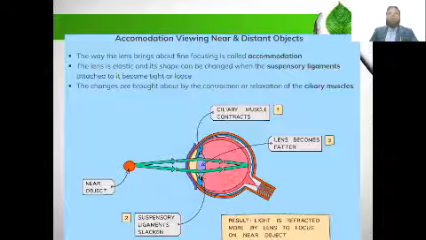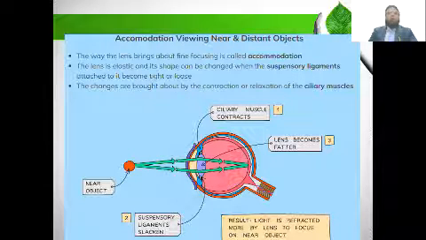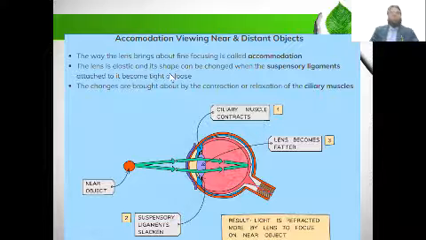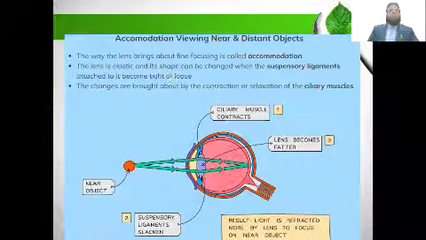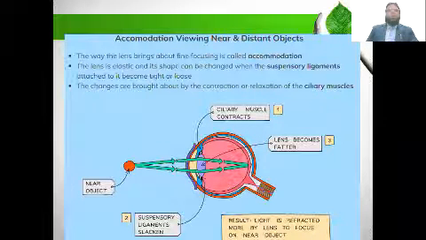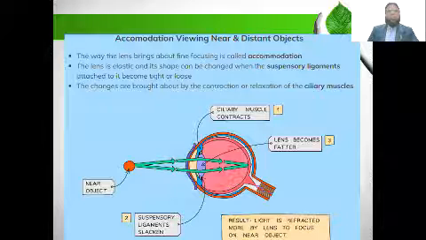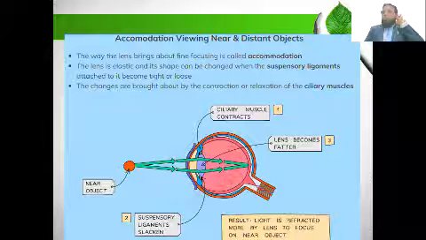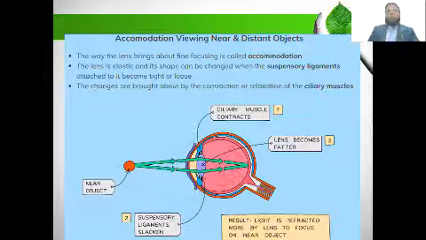Now, accommodation: seeing near or distant objects. So what is accommodation? Accommodation means seeing things that are very near to you or very far from you. In accommodation, you are seeing an object that is very near or an object that is very far from you. So what happens in the different structures of the eye?